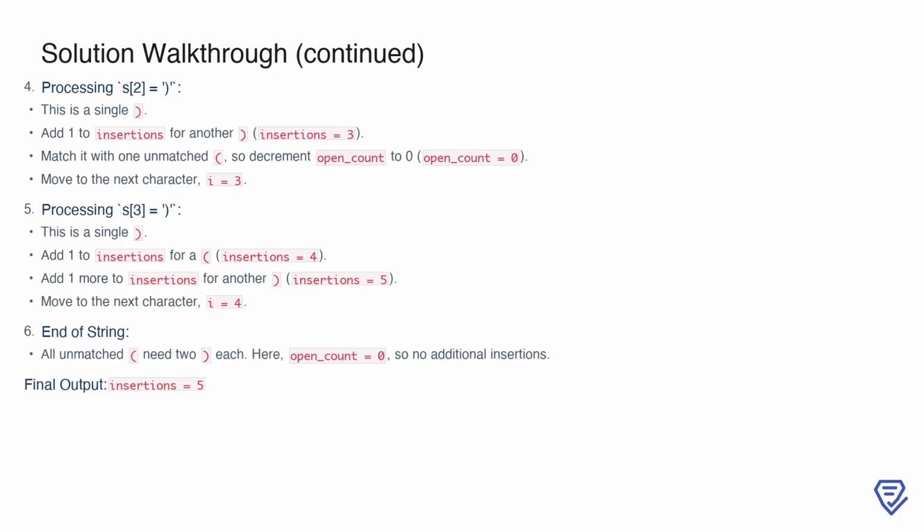Again, this is a single, so we need to add both an opening parenthesis and another closing parenthesis to balance it. This means we increment insertions by 2, bringing the total to 5. Finally, we reach the end of the string. Since there are no unmatched opening parentheses, no additional insertions are required. The final result is insertions equals 5.